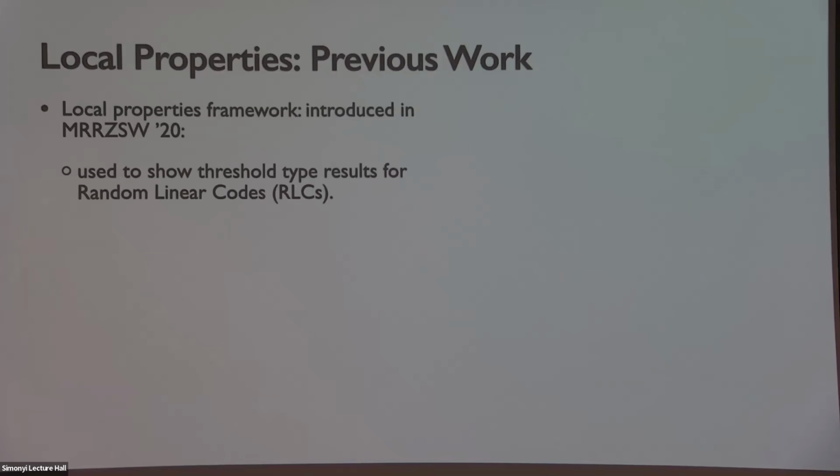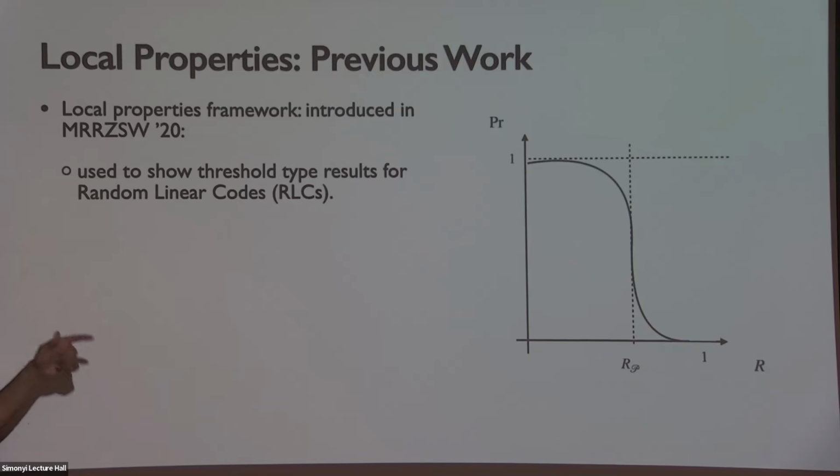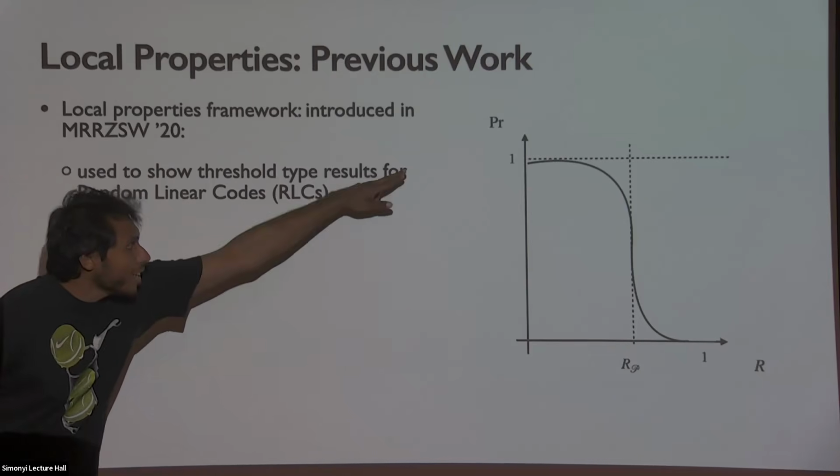It means that for every local property P, there is a threshold rate RP over there. On the x-axis, I have the rate of a random linear code. The y-axis is the probability that a random linear code contains a vector set associated with that local property P. Now, if you are even slightly below RP, the random linear code avoids the vector set.